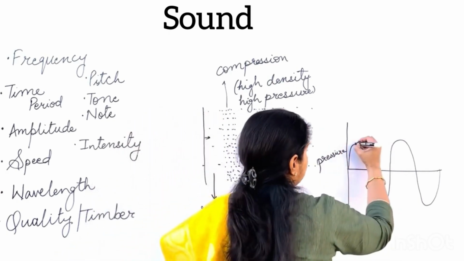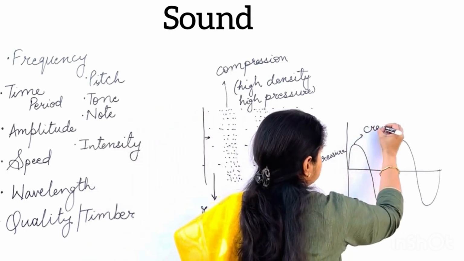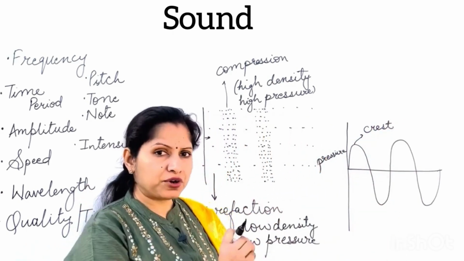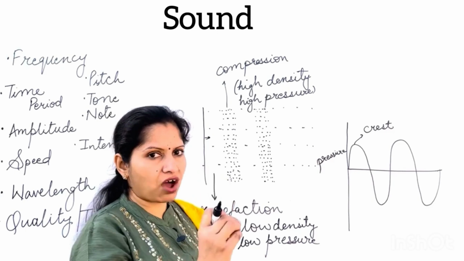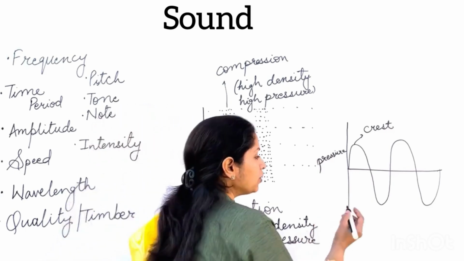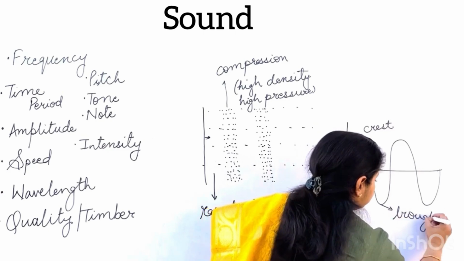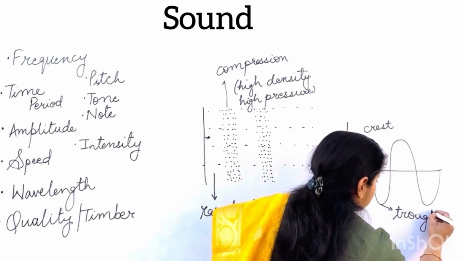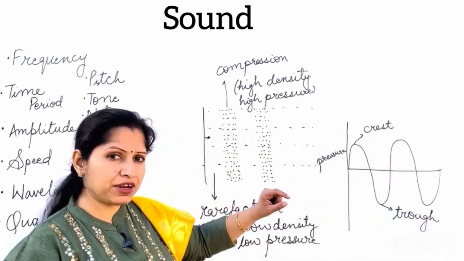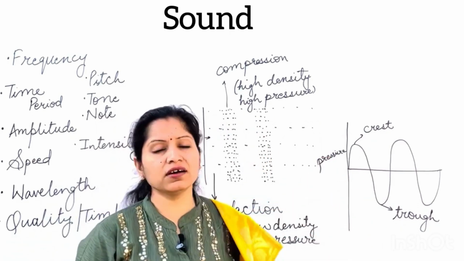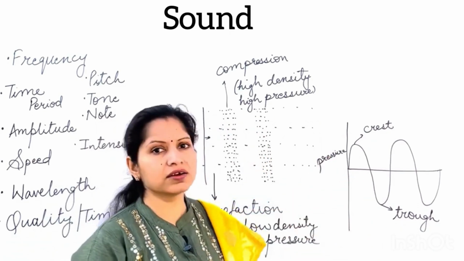This high pressure area is known as crest. When the pressure is maximum at a point, that point of the graph is known as crest. And when the pressure is lowest, that part is known as trough. So the point where the pressure is maximum is the crest, and the lowest pressure area is known as trough in our graph.